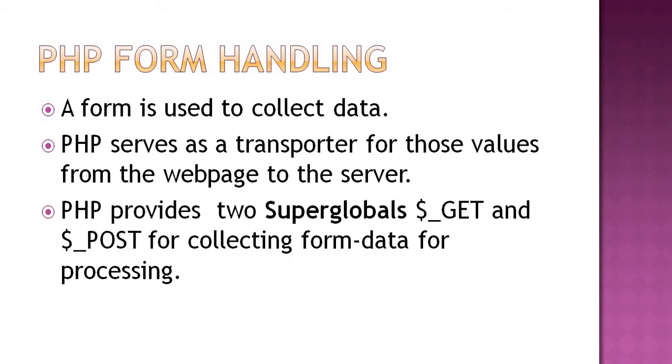PHP provides two super globals, $_GET and $_POST, for collecting form data for processing. So there are two different global variables. Now these global variables are given by PHP. These variables are used for collecting the form data and hence further useful for processing. We are going to learn about when to use get and when to use post later. So let us understand this first with the help of an example.